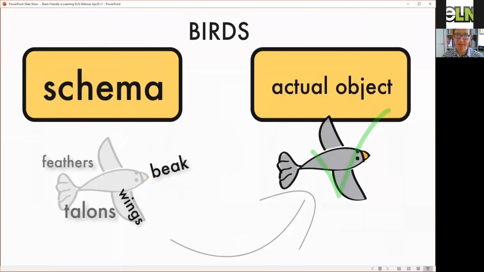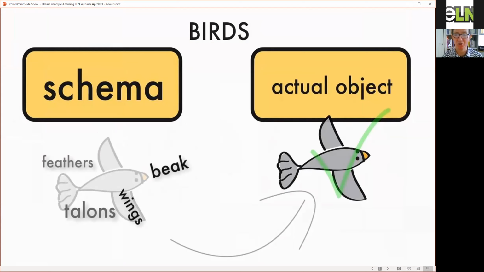Yeah, so schemas are quite interesting. They're used a lot in psychology, actually. So for example, we'll have a schema of a bird. A bird has feathers, beaks, talons and wings. So if there's something else that has feathers, beak, talons and wings, well, that's probably a bird.